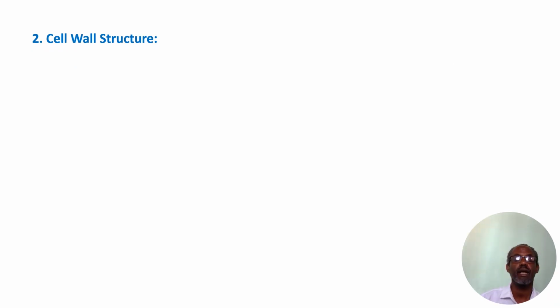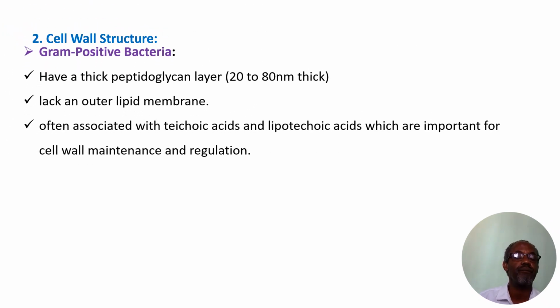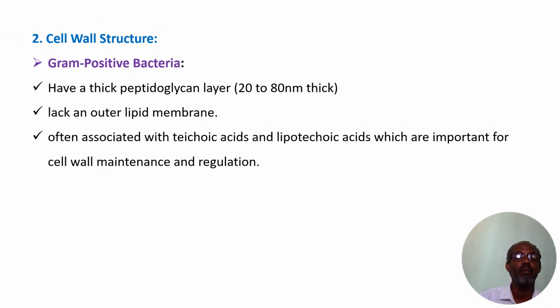The second criterion that we compare is cell wall structure. Of course, gram-positive bacteria have a thick peptidoglycan layer, 20 to 80 nanometers thick, and lack an outer lipid membrane, whereas gram-negative do have an additional outer membrane, with a very thin peptidoglycan. Then, outside of the peptidoglycan layer, there is a phospholipid bilayer, in which there are many different proteins, lipopolysaccharides, and porins inserted, which are considered as endotoxins.